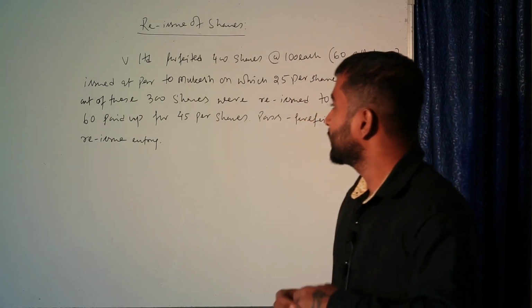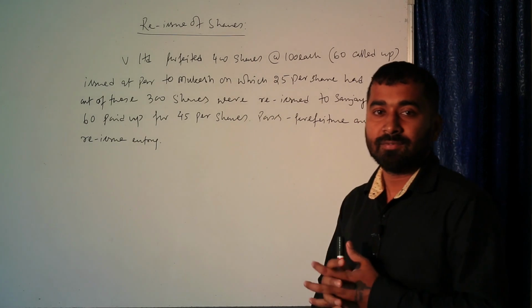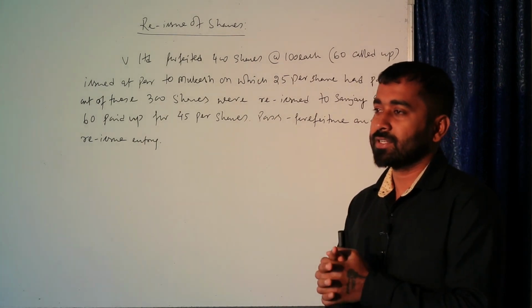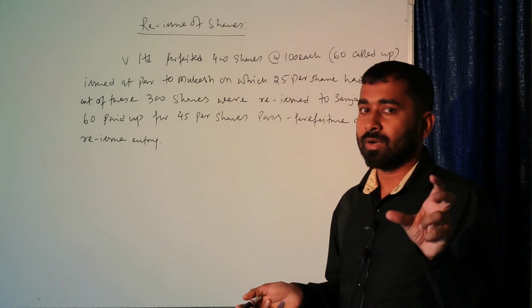Good morning. Today another new topic, that is reissue of shares. Last class we have seen forfeiture of shares. Forfeiture of shares means where the company cancels the shares that were issued before. Now that same shares the company is going to issue again to another person. So what are the things there?